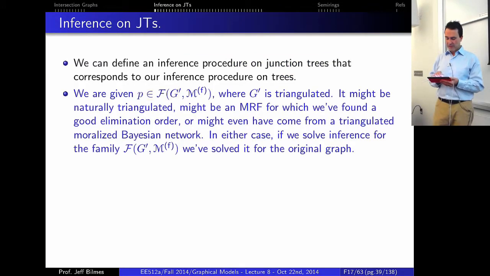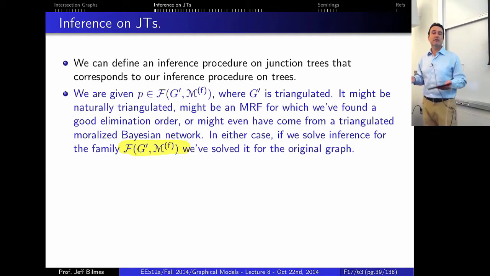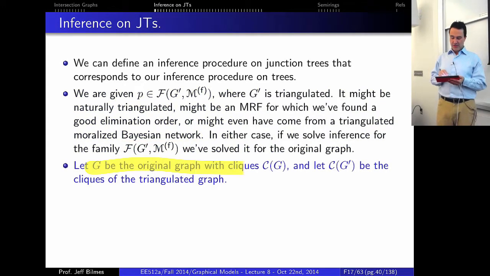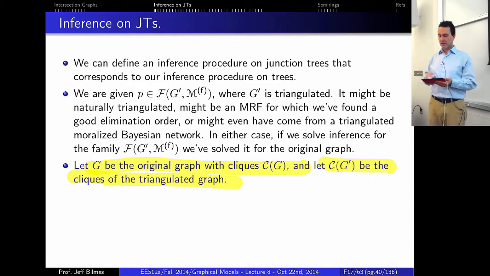The idea is that we're given some probability distribution which lies within the family of some triangulated graph. That graph might be naturally triangulated, meaning that we might have just been lucky and started with a naturally triangulated graph, for example, the hidden Markov model. Or it could be the case that the graph was not naturally triangulated. It was perhaps a 4-cycle or a grid graph used in computer vision, and we had to come up with some triangulation procedure to find a triangulated cover of the graph. But in any event, we're doing inference in the family corresponding to the triangulated cover of the original graph, or the original graph if it is in fact triangulated already. So we're going to let G be the original graph with its cliques. Script C of G are the cliques of the original graph, and script C of G prime are the cliques of the triangulated cover of that graph.